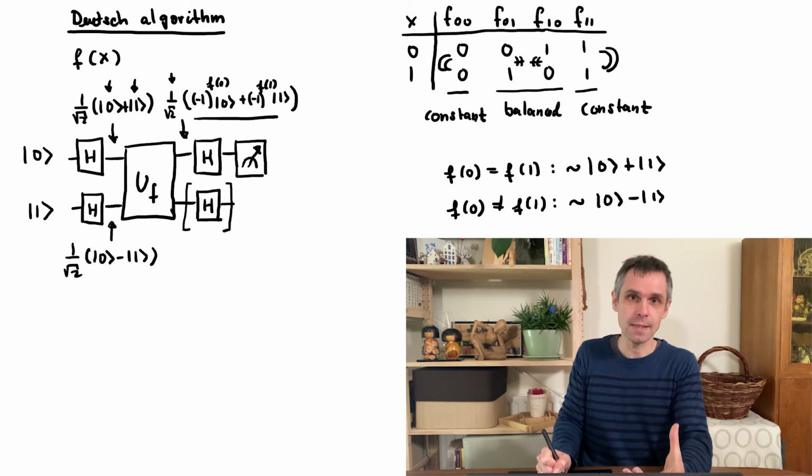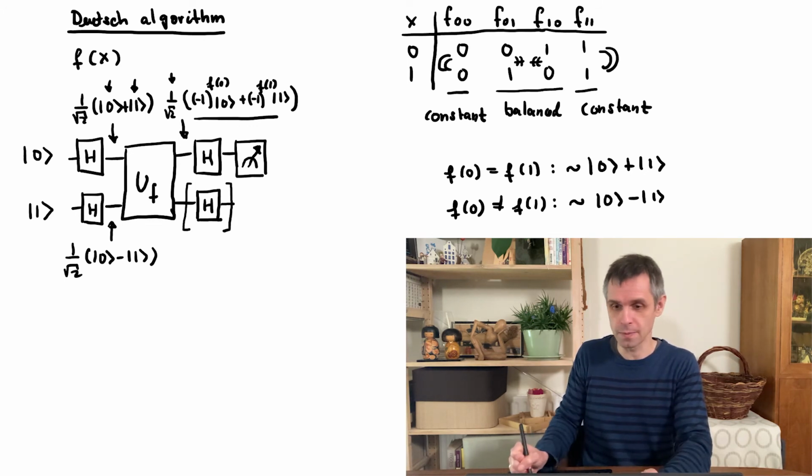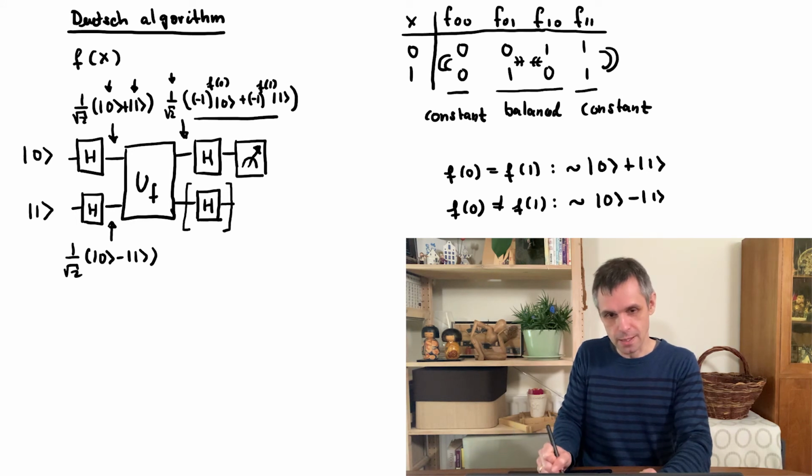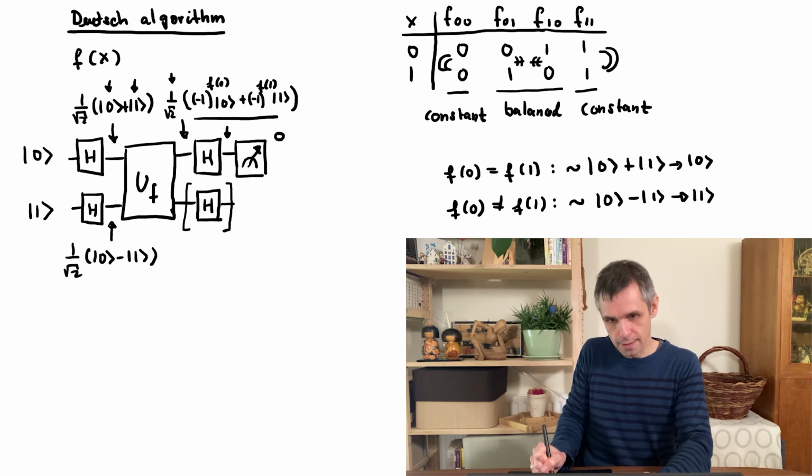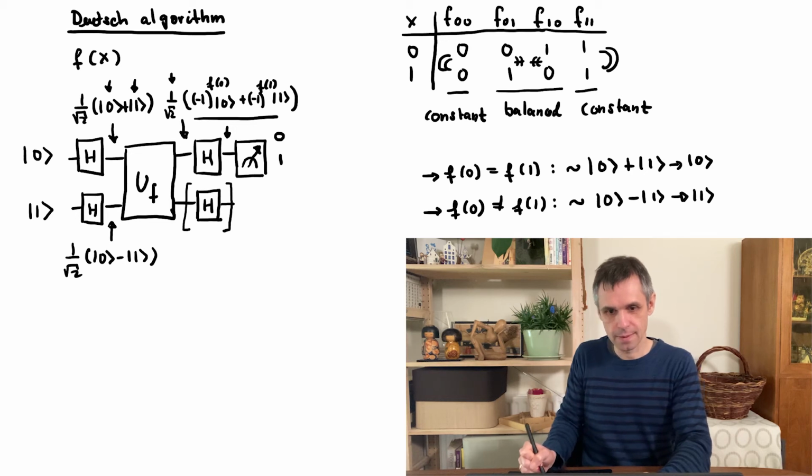But the overall minus sign does not change any of the probabilities, and the factor of root 2 is just for normalization. What is essential is that when we feed this state through this Hadamard gate at this place, this state here will become the state 0, and this state will become the state 1. And therefore our output here will be just 0 in this case and 1 in this case.